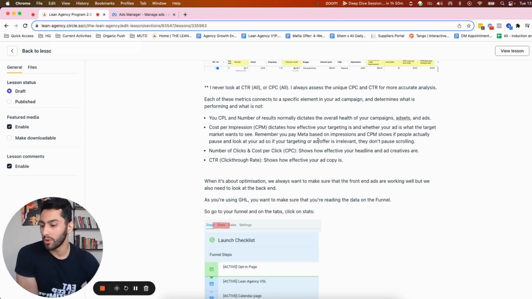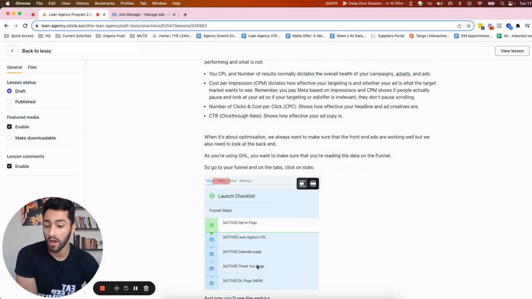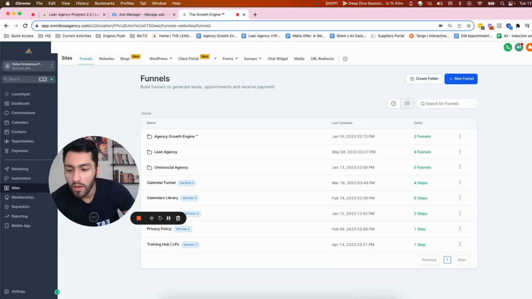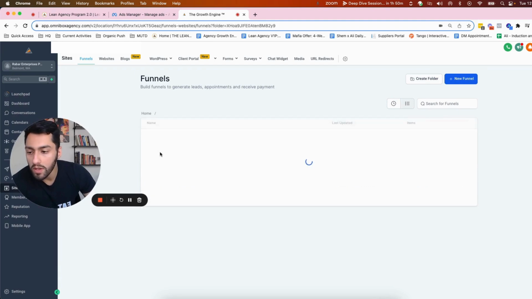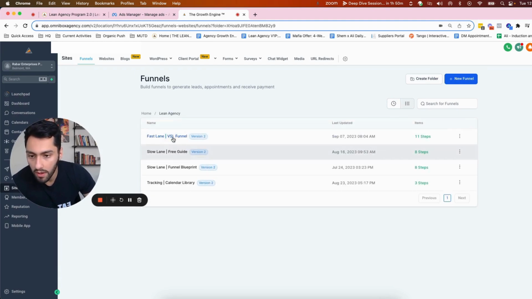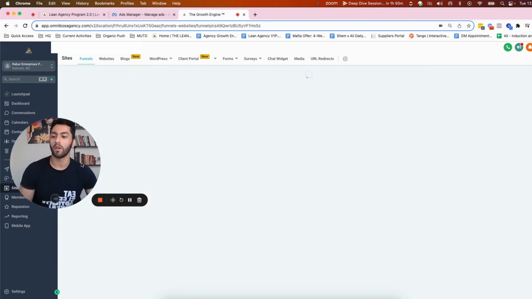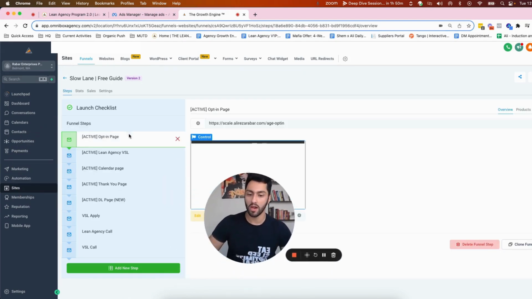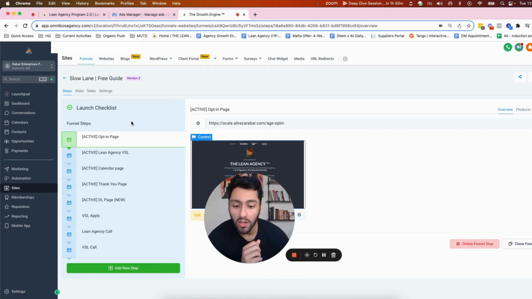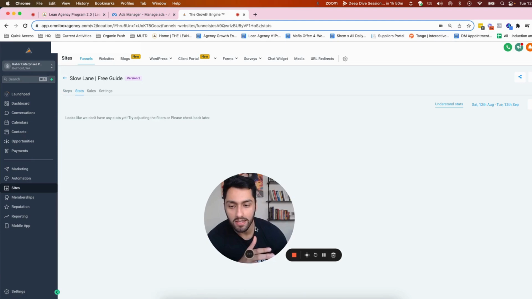But we're not going to end up only assessing the front end ads. We have a funnel on the back end. So the next thing we can do is go to the funnel, which I'm going to bring up now. So you're going to go to one of your funnels, for example. I'm going to bring a random funnel up. When you come to the funnel, obviously you have different pages, but then you have to assess the backend data. So you're going to click on stats.